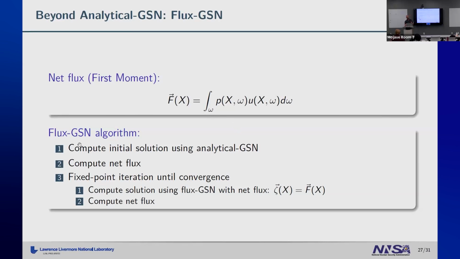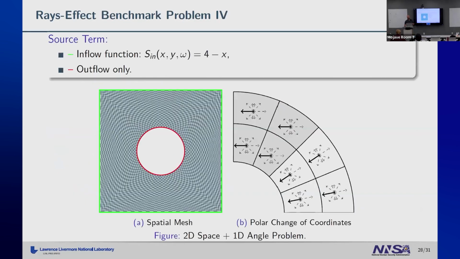So the algorithm goes as follows. We first compute an analytical solution using analytical GSN, where we give ourselves the coordinate system, and then we compute the net flux. Well, it's going to be an L2, so we still first project it into H1, otherwise we're going to get a lot of problems, but that's doable. And then we do a fixed point iteration for now. So we compute the solution using the flux of the previous step as the coordinate system for the next solve of the problem.